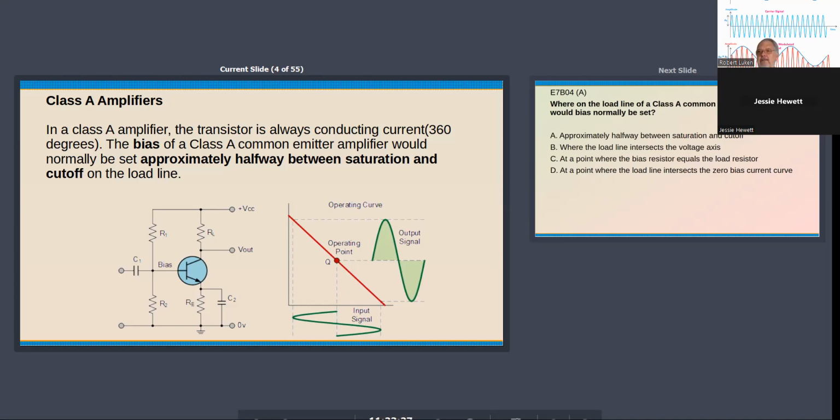And part of that bias is the emitter resistor, which is going to generate what we call self-bias. And the capacitor around there is going to smooth that out so it looks like a DC voltage source. That's the opposite polarity of the bias circuit over on the left-hand side. The key is that you operate it halfway between saturation and cutoff.